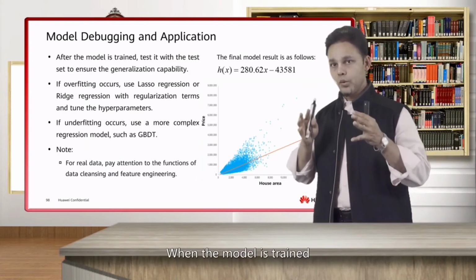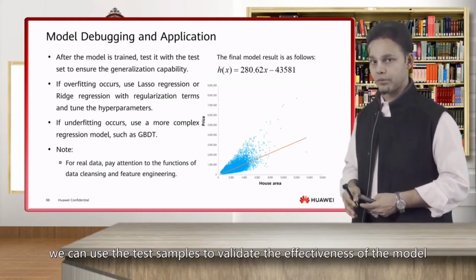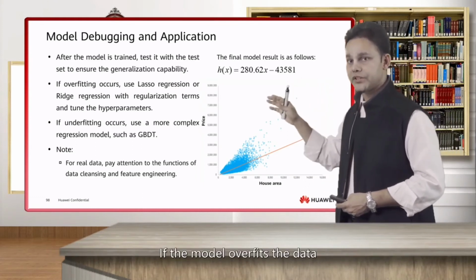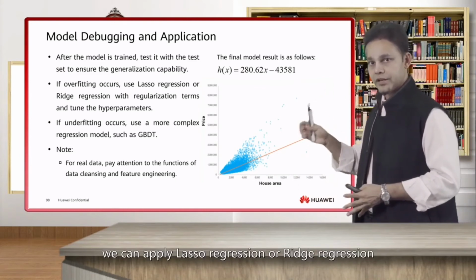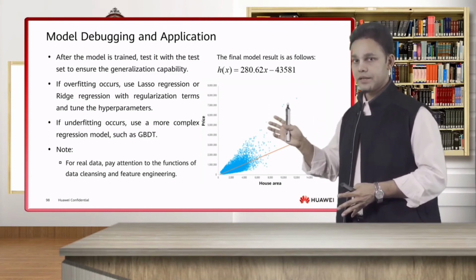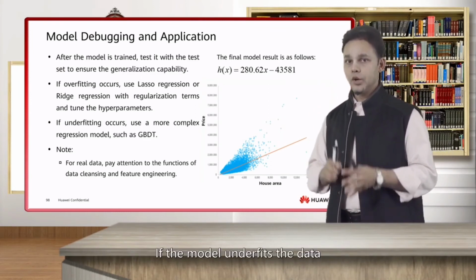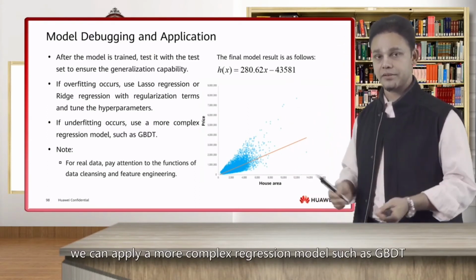When the model is trained, we can use the test samples to validate the effectiveness of the model. If the model overfits the data, we can apply lasso regression or ridge regression with regular terms and tune the hyperparameters. If the model underfits the data, we can apply a more complex regression model such as GBDT.